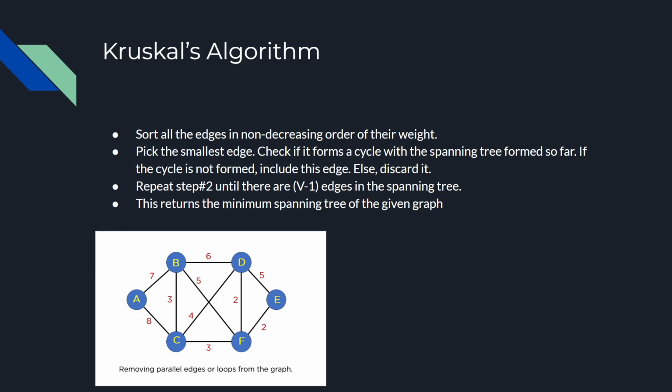We'll see if this forms a cycle with the tree so far, and if it doesn't, then we'll include this edge. Otherwise, if it does, it means we've already been here and we'll discard it. We'll repeat step number 2, which is the previous step for checking for a cycle, until there are V minus 1 edges in the spanning tree. That's because once there are V minus 1 edges, then you can be sure that you've connected all V nodes. This then returns the minimum spanning tree of the given graph.